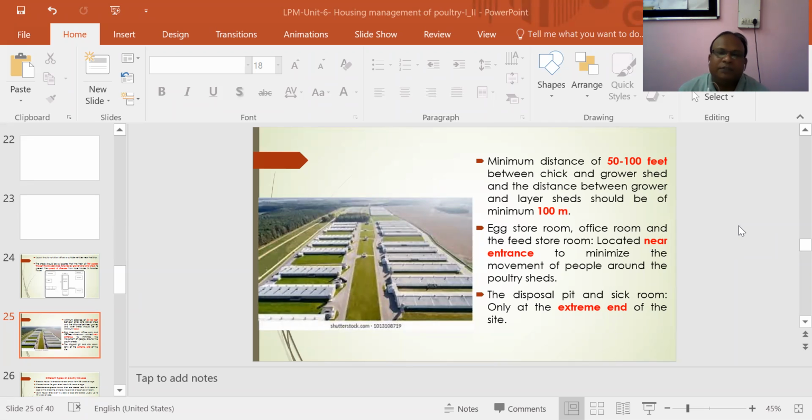The disposal pit, that is for disposal of poultry excreta, and the sick room where the sick birds will be treated, should be situated at the extreme end of the farm, at the last of the farm, so that disease from the excreta or from the sick birds cannot come to the poultry birds in the different sheds of the poultry farm.